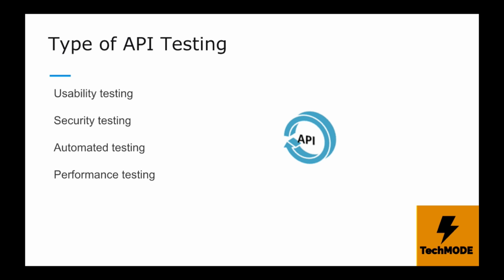Types of API testing. Generally, among the types of API testing, we do usability testing, meaning how usable those APIs are. We can do security testing, to check that authentication and so on are present in the API, automation testing, and performance testing also, meaning how fast the APIs are. If the APIs are fast, then we have a good presentation layer as well.